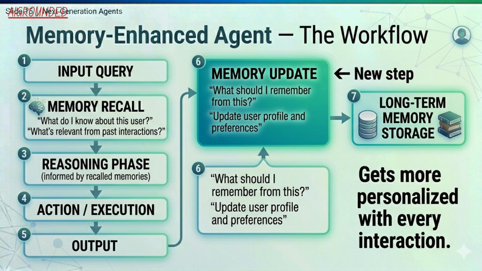And then, at the end, after producing the output, the agent goes through a memory update phase. It stores new information from this interaction into long-term memory. The cycle repeats. Every interaction makes the agent smarter about you specifically. It gets more personalized with every single conversation.